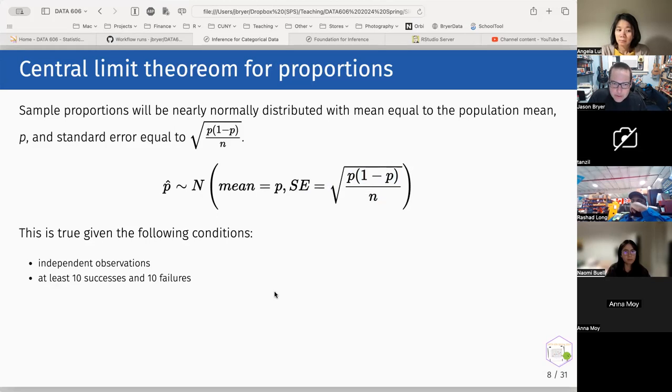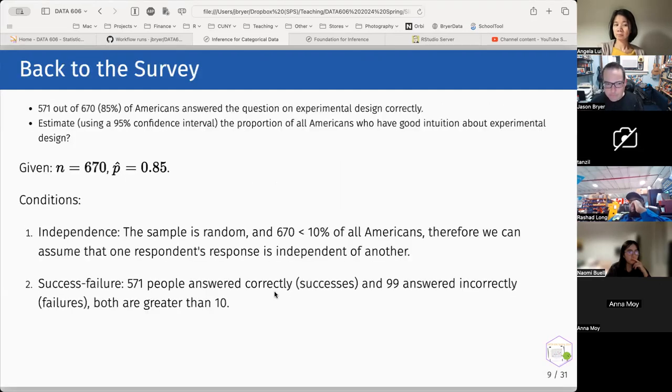When we talk about the normal distribution, we're looking at large enough sample sizes. As a general rule of thumb, N greater than 30 is what's often used in textbooks. Here we're going to tweak it a little bit. We need to have at least 10 successes and 10 failures. That ensures that if the proportion we're trying to estimate is like 0.95 or 0.03, we have enough of both occurrences for the distribution to stabilize.